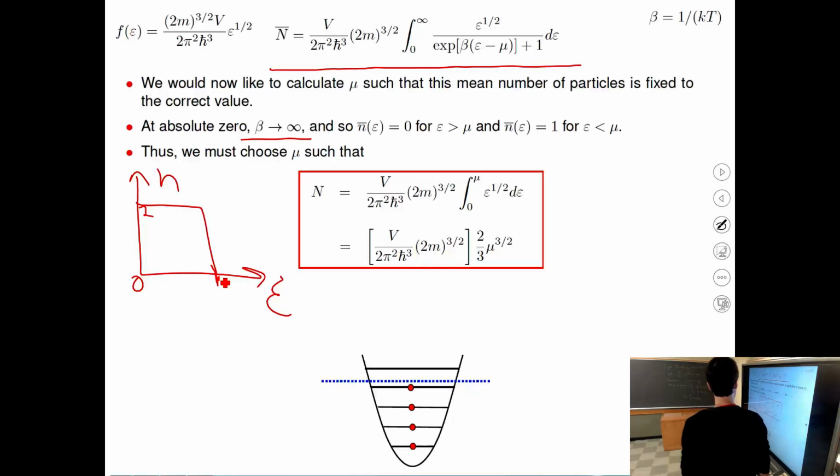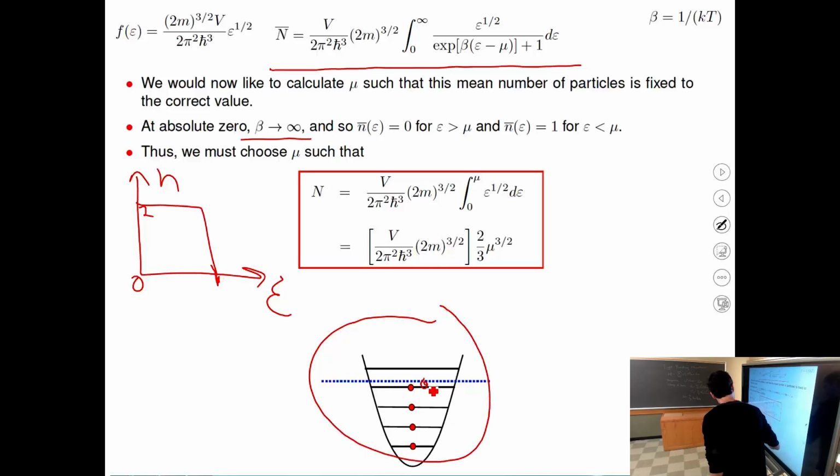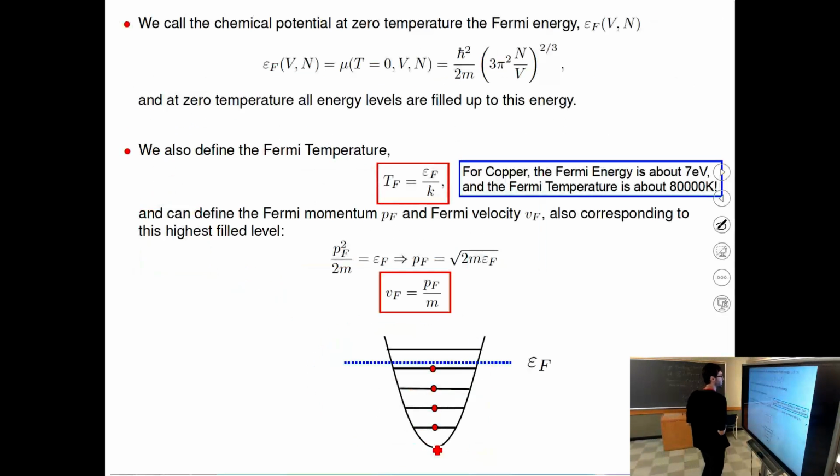Okay, so now we are done with this counting of states. This is slightly incorrect: you have 2 electrons per energy level. This is a one-dimensional picture. In 3D, there is a sphere. And so, like I said, this chemical potential at 0 temperature, which is the easiest one to calculate, we're going to call the Fermi energy, how far the sphere is filled. And now comes the interesting part.